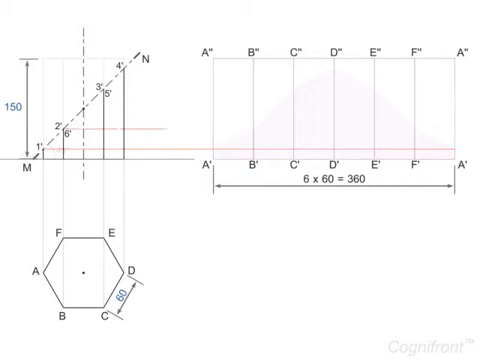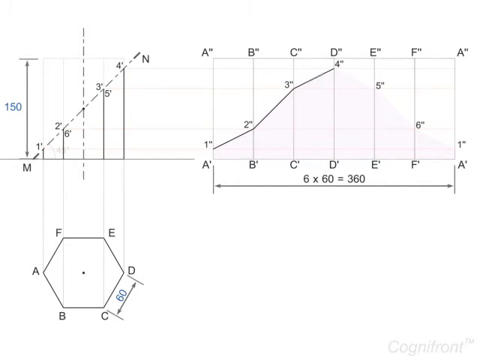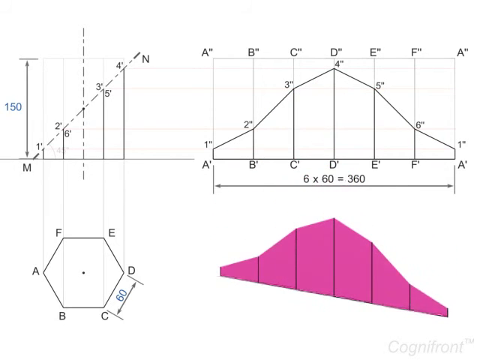The horizontal projectors drawn from points on the line MN meet the vertical projector lines at 1' through 1'. Joining these intersecting points in a sequence gives the required developed surface of the prism.